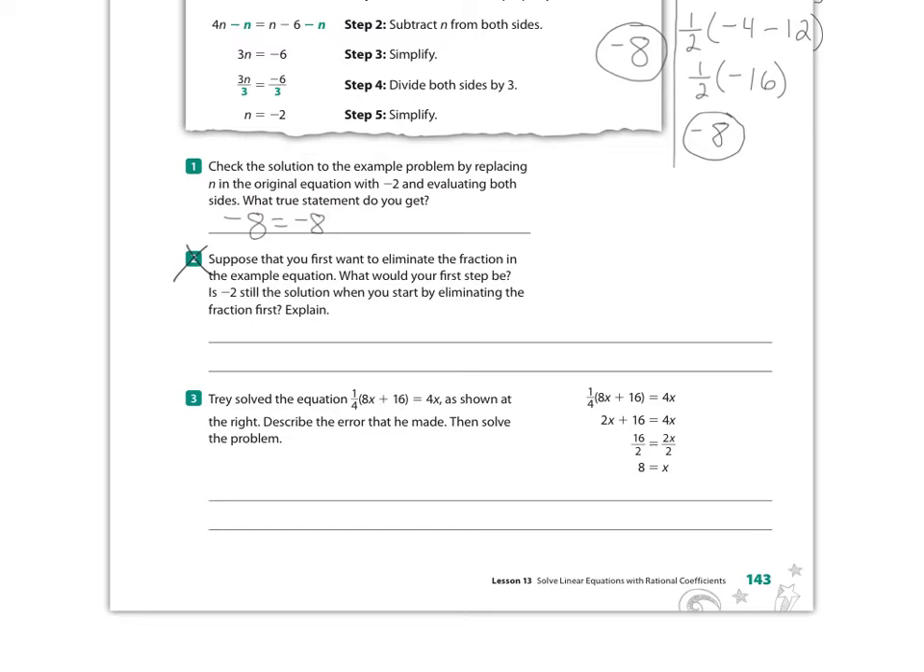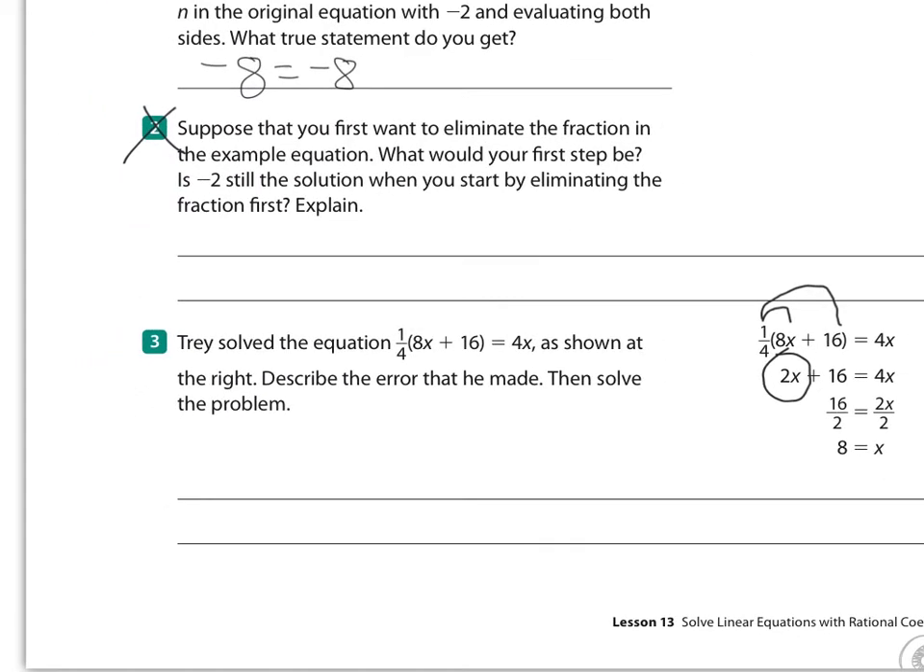If I look at his work, he took 1/4 times 8x to get 2x, but Trey forgot to take 1/4 times 16. Distributive property is take the number on the outside of the parentheses and multiply it by the terms on the inside of the parentheses. So describe the error he made: my friend Trey did not multiply 1/4 and 16.